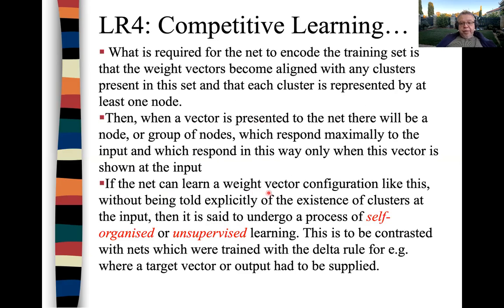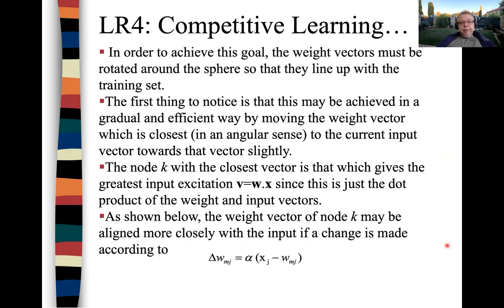If the net can learn a weight vector configuration like this without being told explicitly of the existence of clusters at the input, then you can call it a self-organized network. This is a form of unsupervised learning because you don't have a supervisor which says, okay, there is this cluster, and you need an output neuron to respond to that cluster, to specialize to respond to this set of features which belong to this cluster. So this is in contrast with the delta rule, for example, where it was a supervised learning approach.